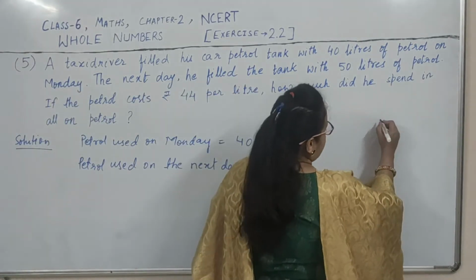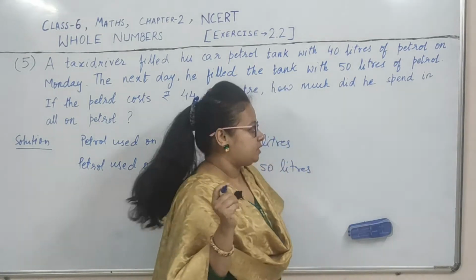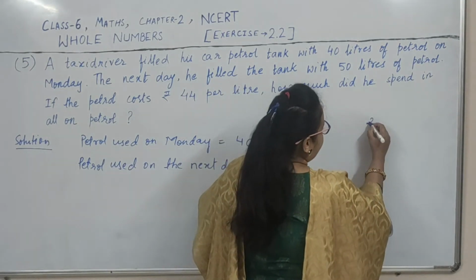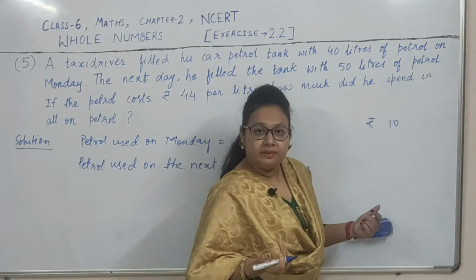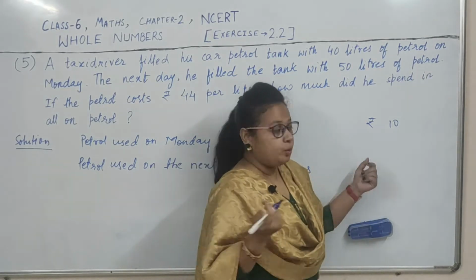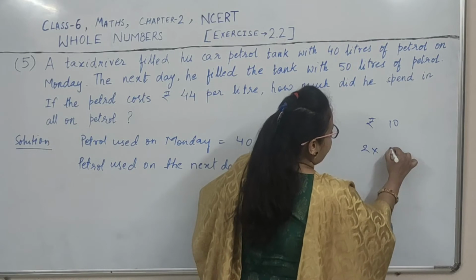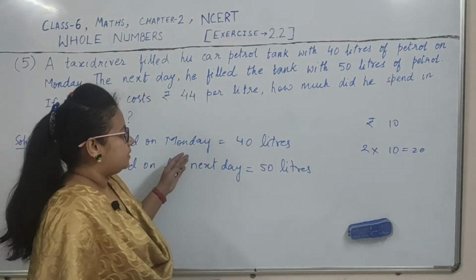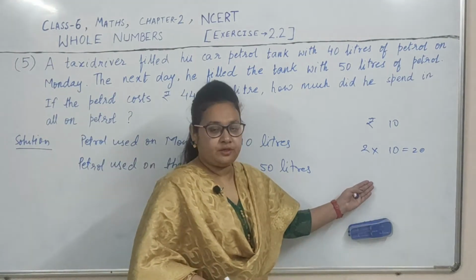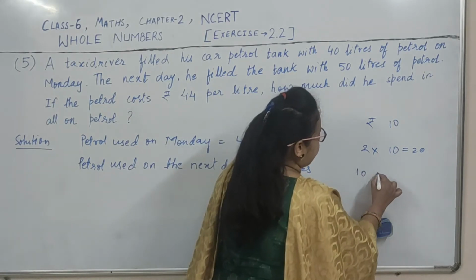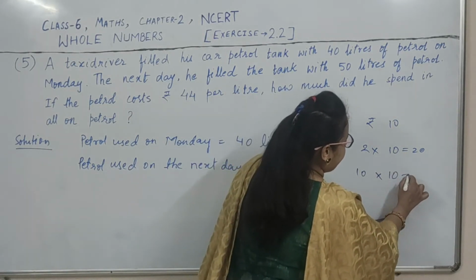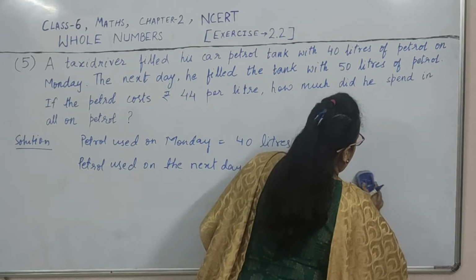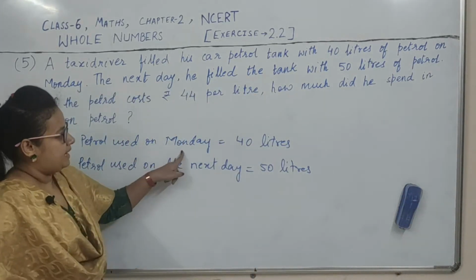Okay. Now suppose I give you a small example so that you can understand how to solve this question. Suppose the cost of 1 liter of petrol is rupees 10, then how much will be the cost of 2 liters of petrol? 2 liters of petrol will cost rupees 2 into 10, which is 20. So we can multiply by how many liters of petrol are needed. Suppose 10 liters of petrol is needed and the cost of 1 liter of petrol is 10. So 10 into 10 will be rupees 100.